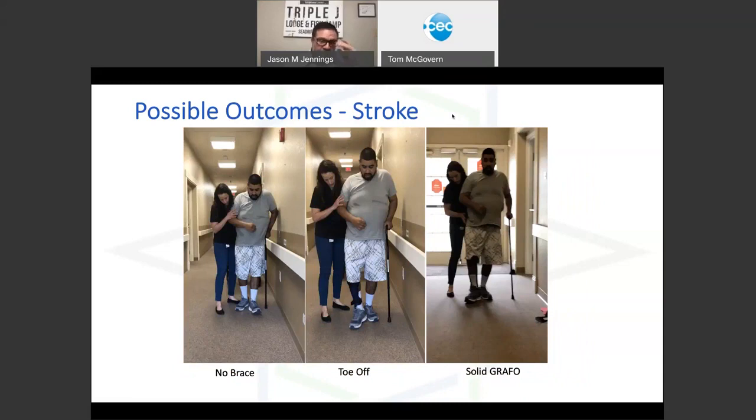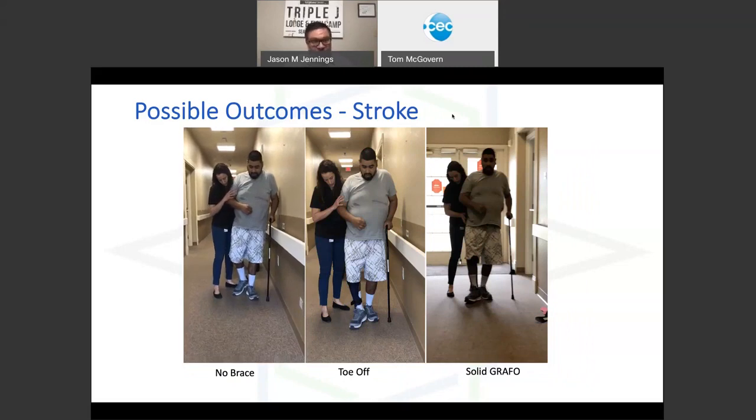This is a stroke patient that I had the opportunity to see. I'm going to show you the unbraced, and then what they were managing the physical therapy with was a toe off, and then I was able to make them just a solid laminated ground reaction AFO that was aligned and tuned.